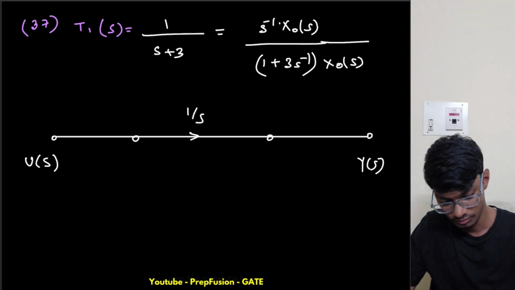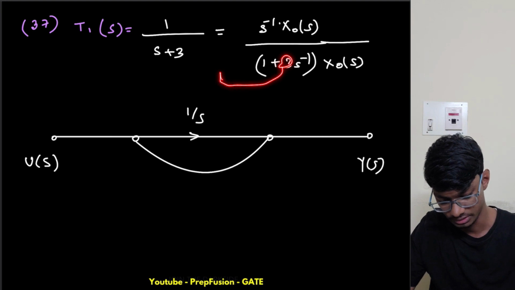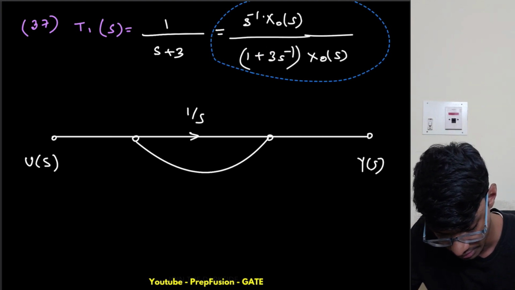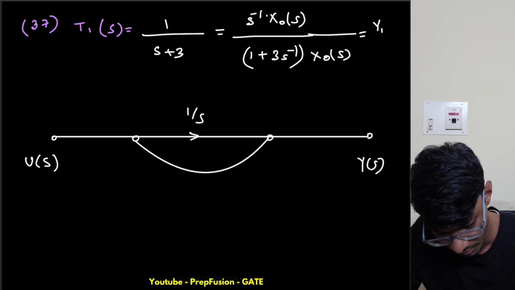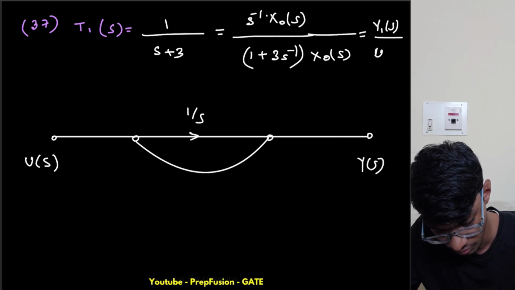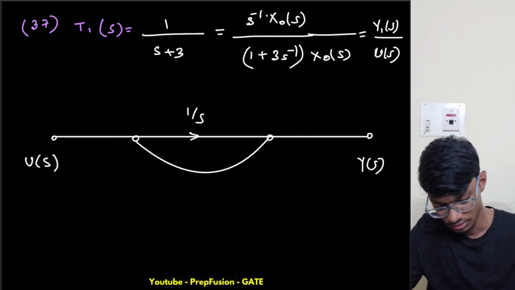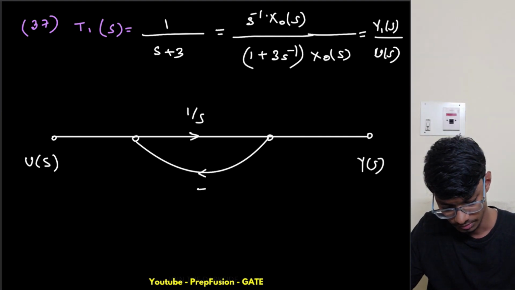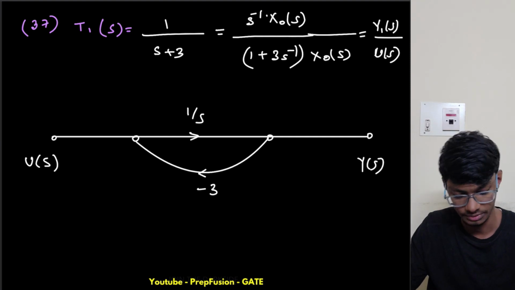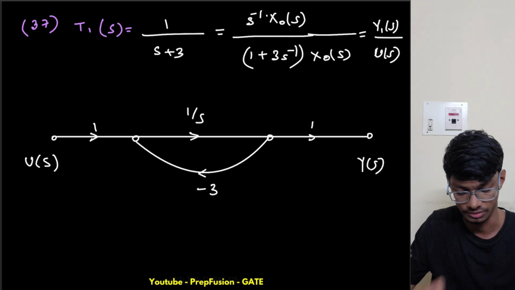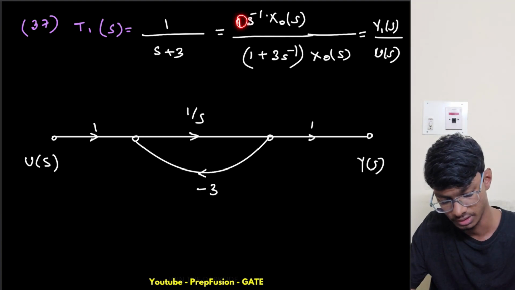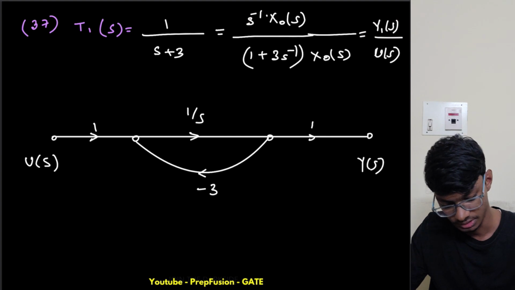This is 1 by s, and we have a feedback of -3, as this 3 will go in the right hand side. So let me write here in terms of ratios. This will be my y1 of s upon u of s. y1 is the first output, so this will be my -3. This is s inverse, and u is coming here with 1 gain, and the output also is 1 gain. So this is y1 basically.